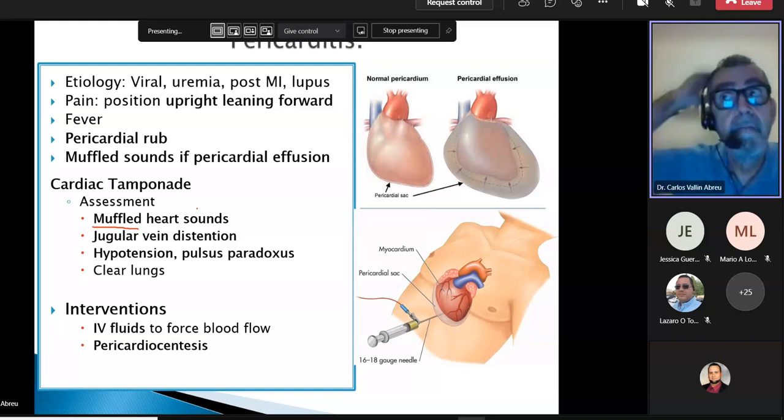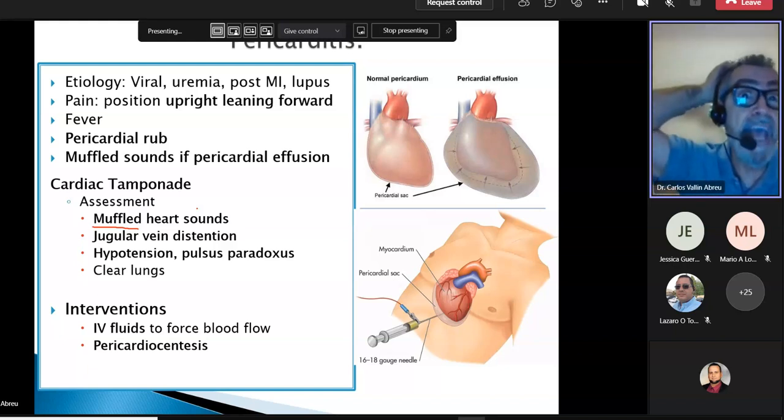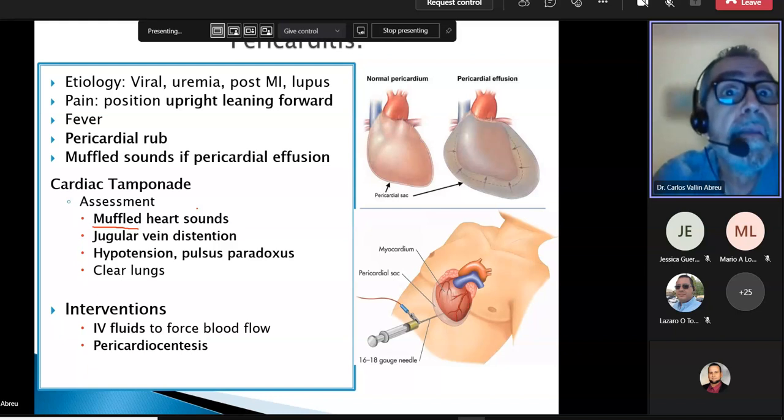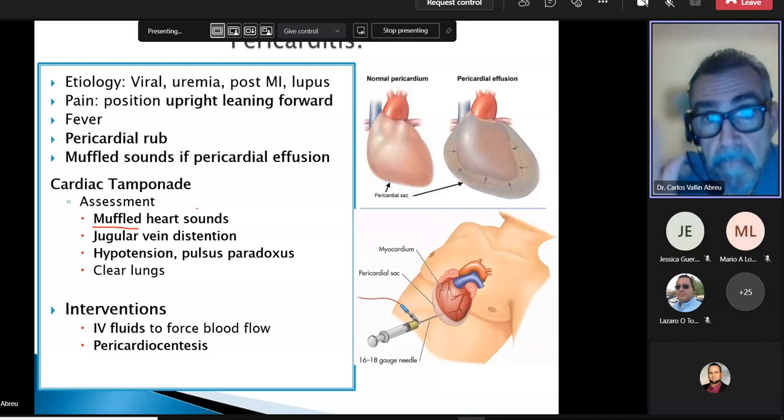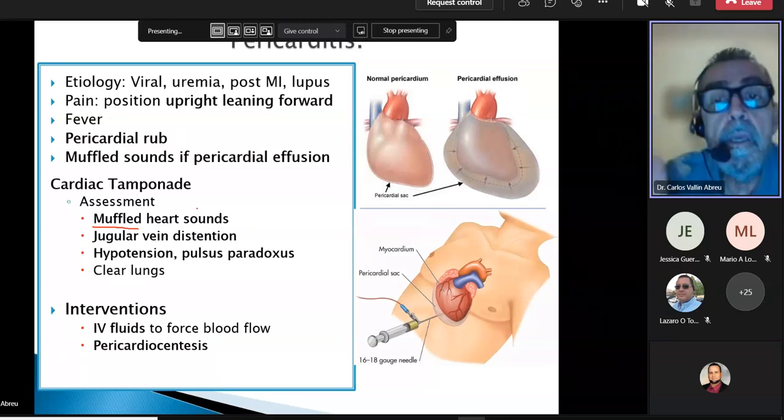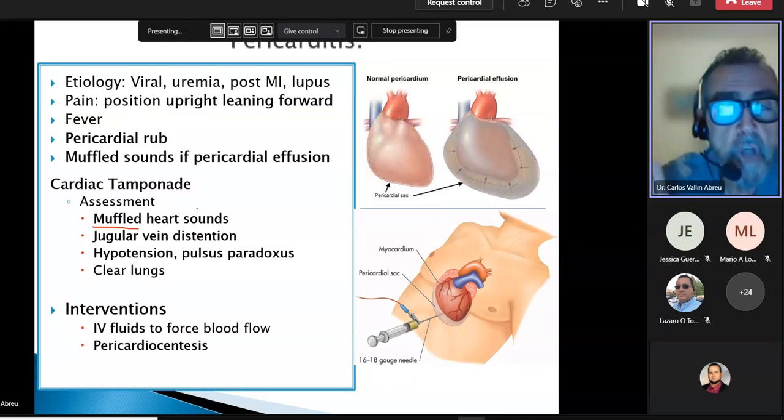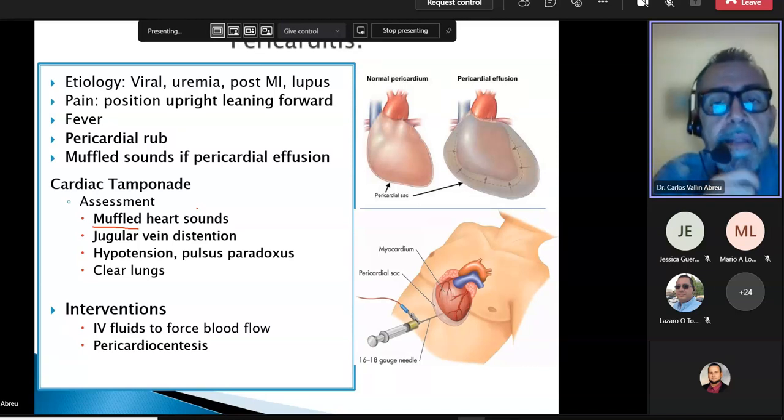So it is the complication, the unexpected finding in a pericarditis: the cardiac tamponade. It is called the Beck triad: muffled heart sound, 1; neck vein distension, 2; decreased blood pressure, hypotension, reaching the level of shock, 3. This is a triad, 1, 2, 3, that diagnoses the cardiac tamponade.